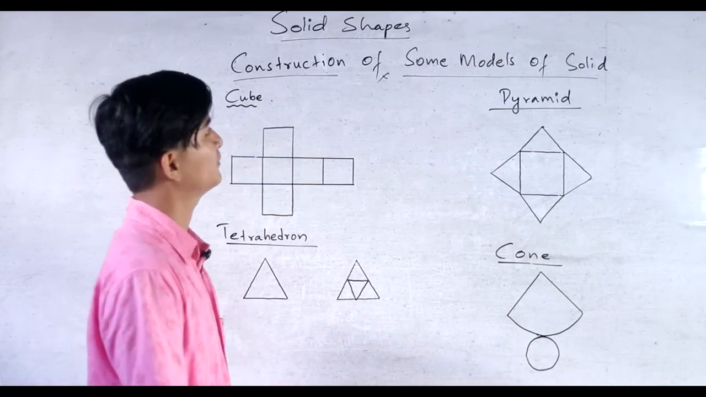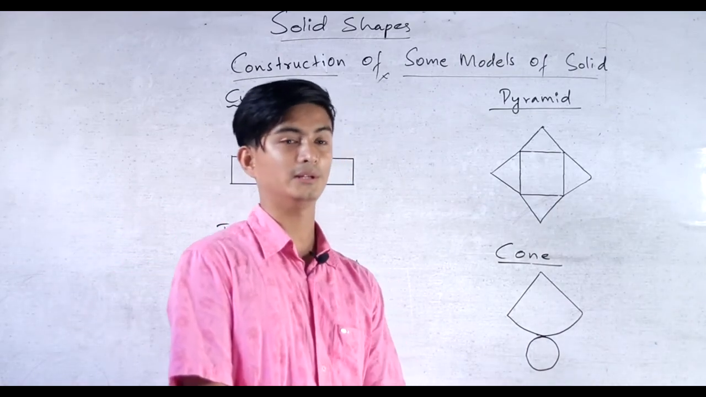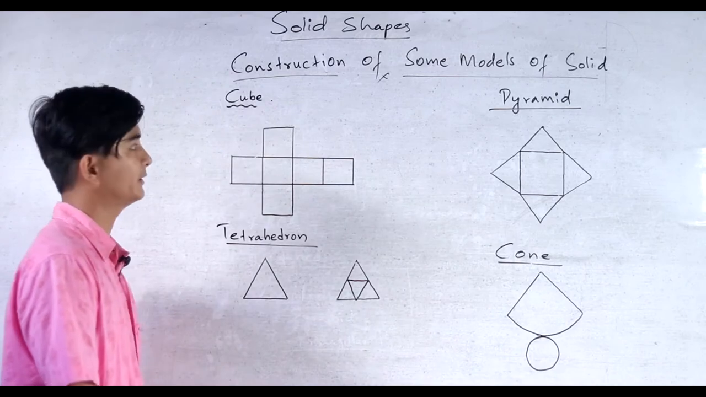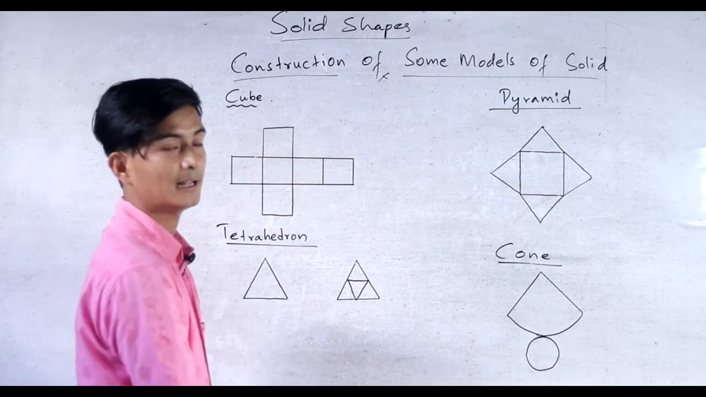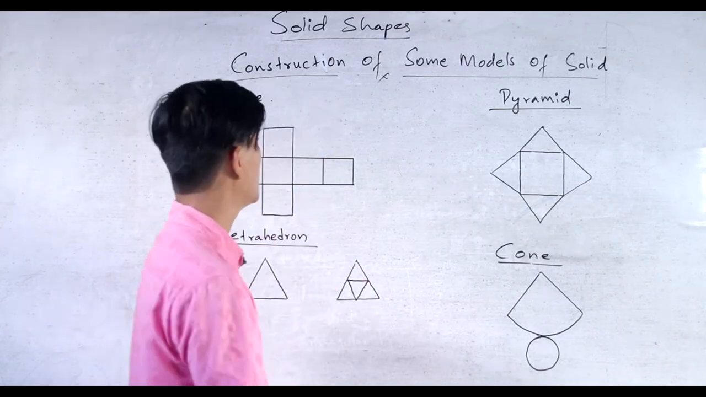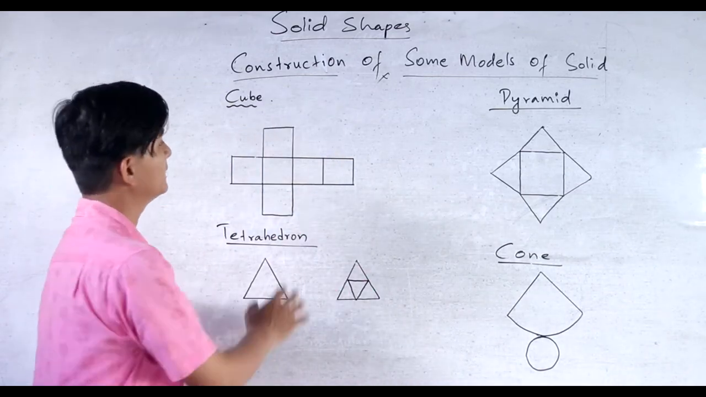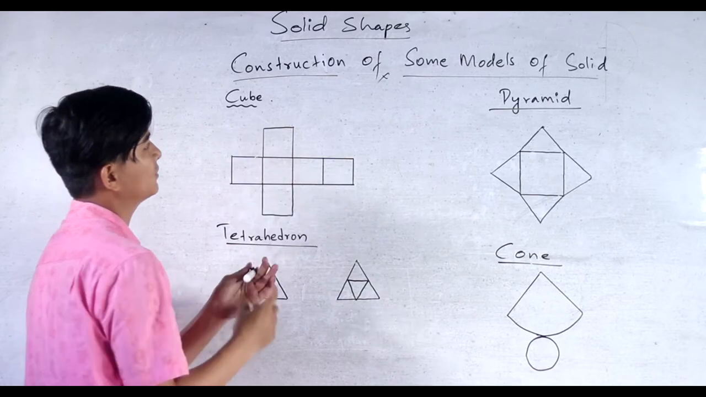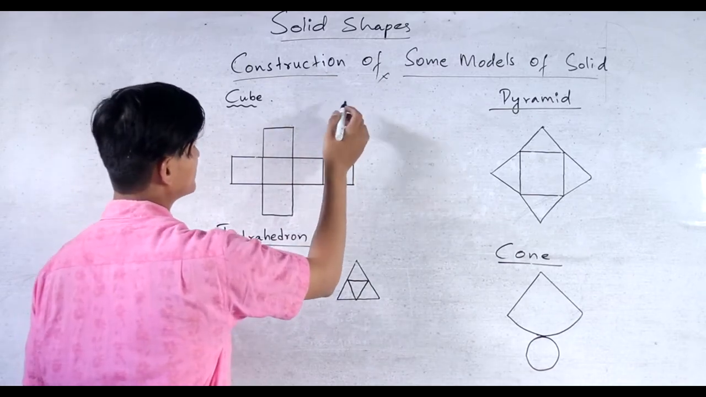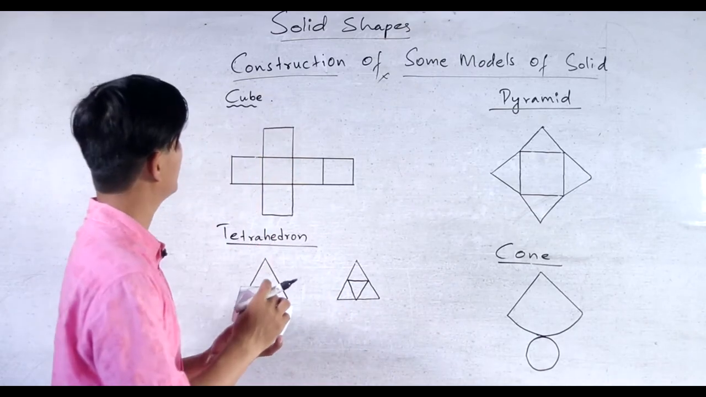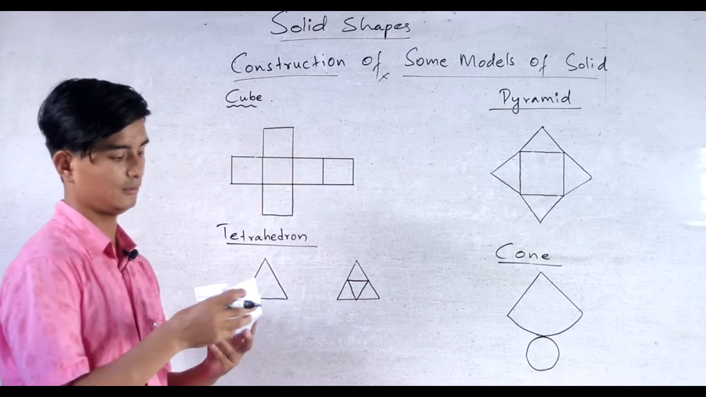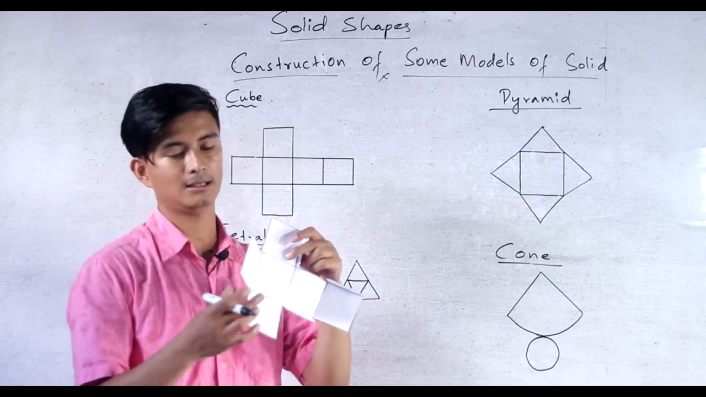Construction of some solid models. As I've already drawn here, here it is a cube, that is a pyramid, this is a tetrahedron and that is a cone. So, how to draw this cube? You can see here, for a cube, it is a cube, right? But I have shown it here like this type.